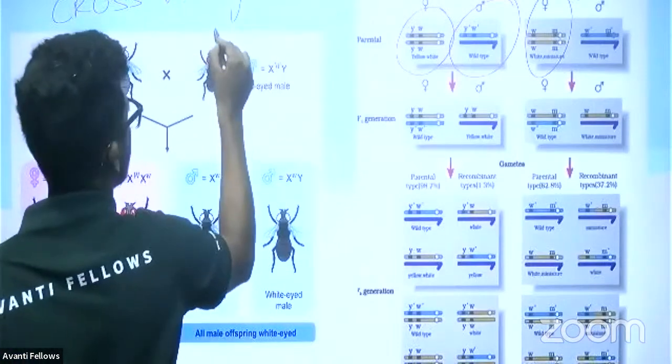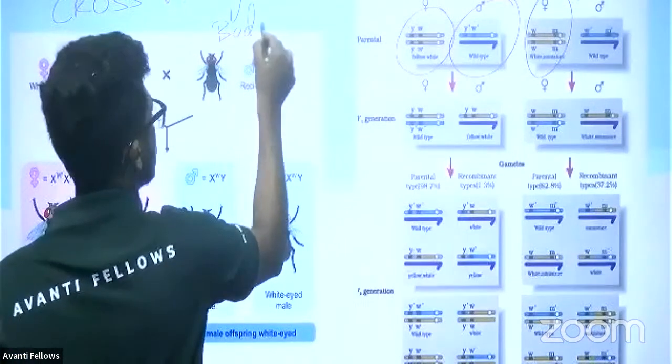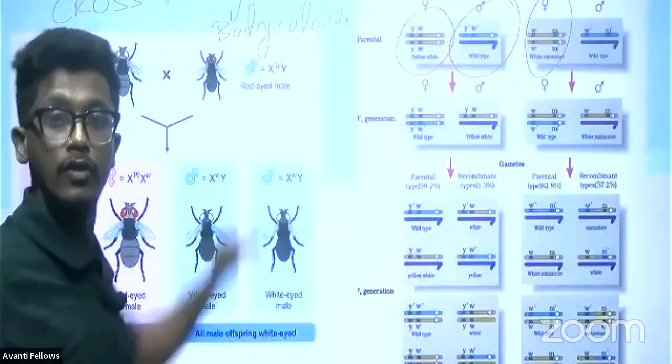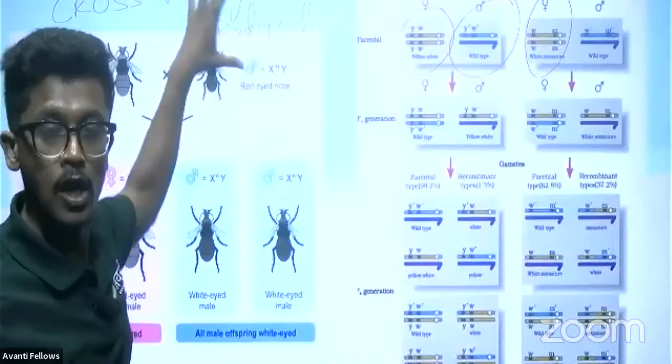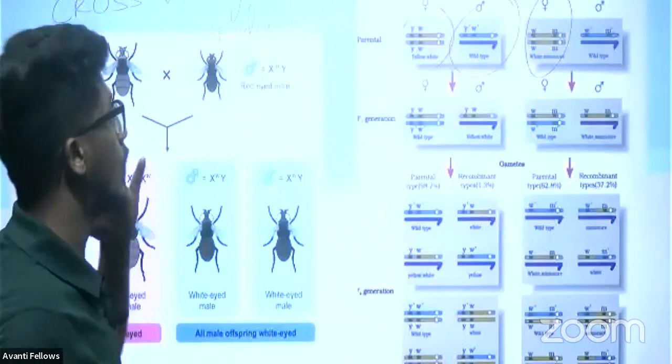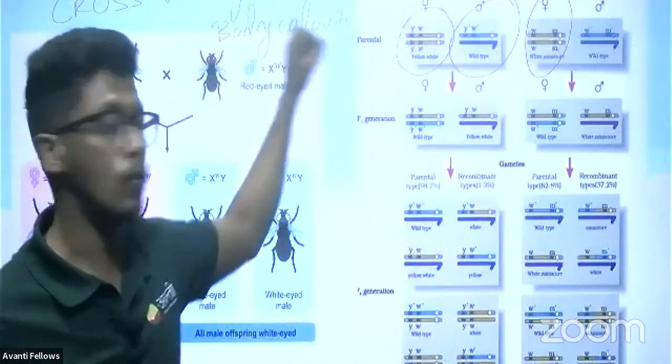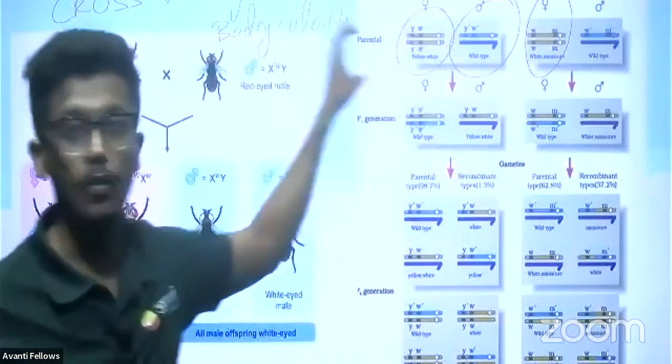and what do I have as the other one? The other one is body color, correct? Body color is my cross A. So these are the two characteristics, guys. So we have two varieties. What are the two varieties? One is a mutant type, the other is a wild type.